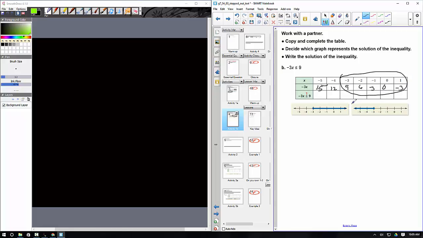So which one of these graphs shows these answers? If I look here, I have negative 3, and it has to be a closed circle, which they both have. Then which value will be the one that I'm looking for? If I look here, it's actually this one right here, isn't it?